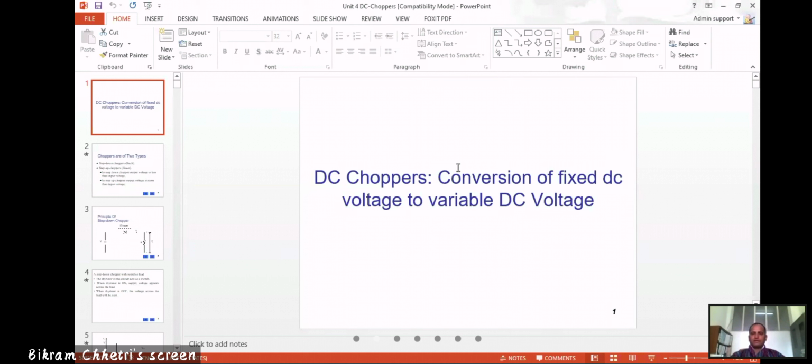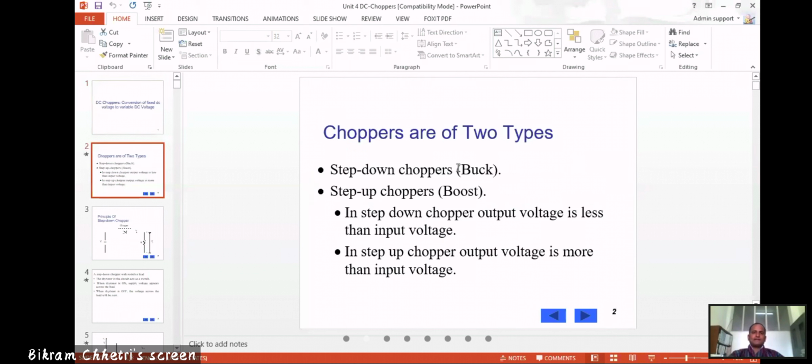and your device requires just 12 volt or 5 volt. So you have to convert from a fixed DC voltage to a variable DC voltage. These things are required in most of the electronic devices or power electronic devices. So converting from one form to another form is quite important. Now, if you see, choppers are of two types.